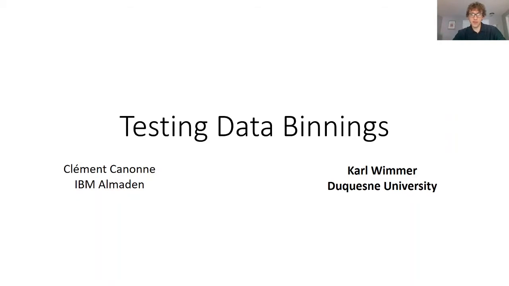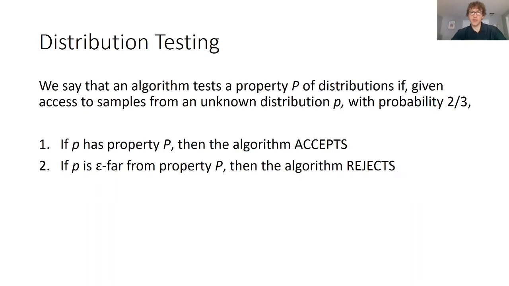So let's get into the testing part. We're going to be working in the standard distribution testing model. We say that an algorithm tests a property P of distributions, which is just a set of distributions, if, given access to samples from an unknown distribution little p: if little p has the property, it's in the set capital P, then the algorithm accepts. If little p is epsilon far from the property P, then the algorithm rejects.